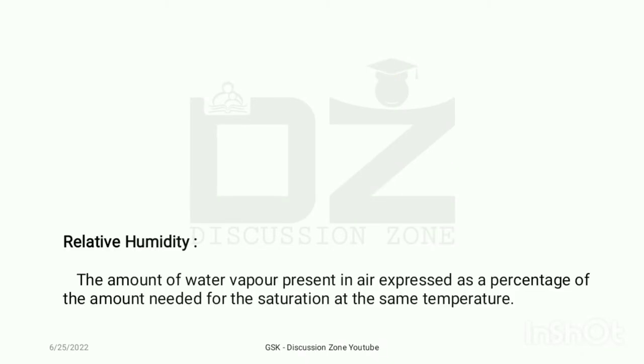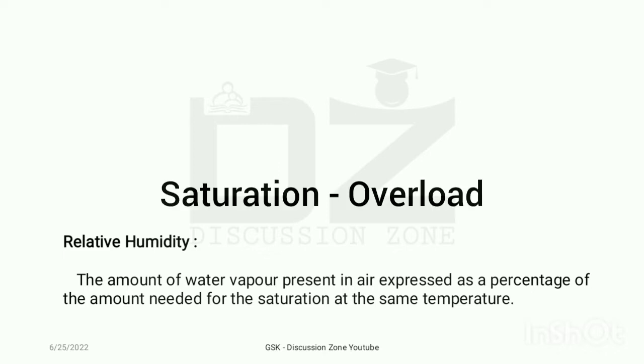Here is the definition. It simply states that you can identify the amount necessary to saturate the air at the same temperature by expressing the amount of moisture present in the air as a percentage value. Here, saturation means it's enough, or overloaded. There is no more place to accept any more content in it. If you try to add some more, it will automatically come out of that particular object.